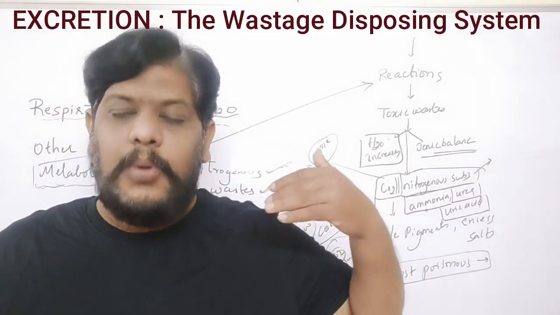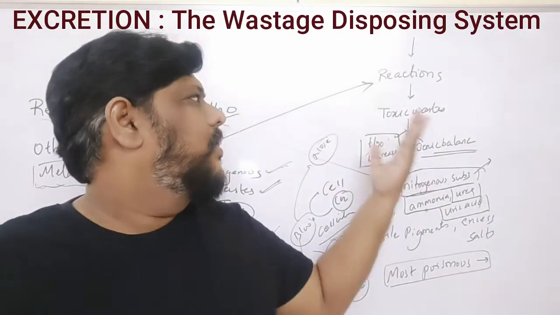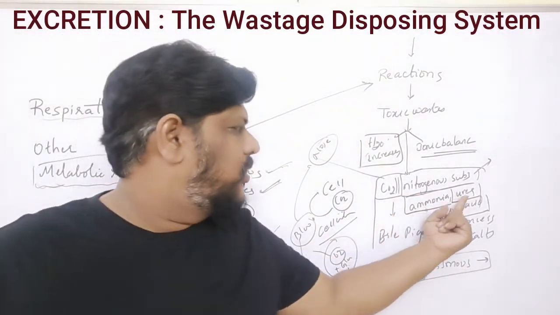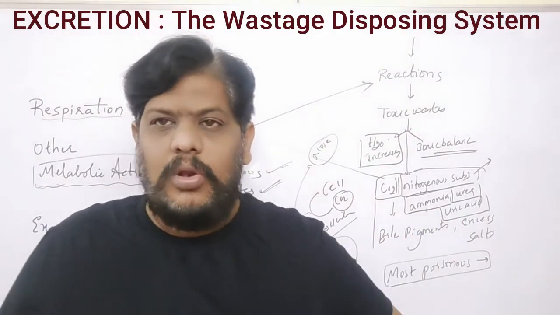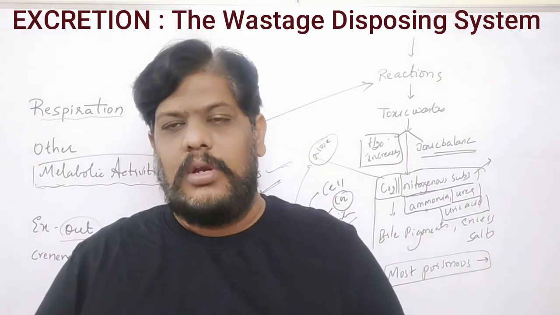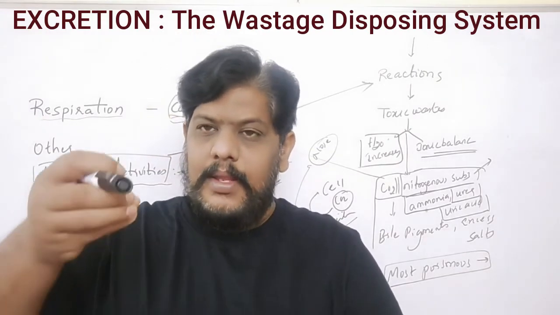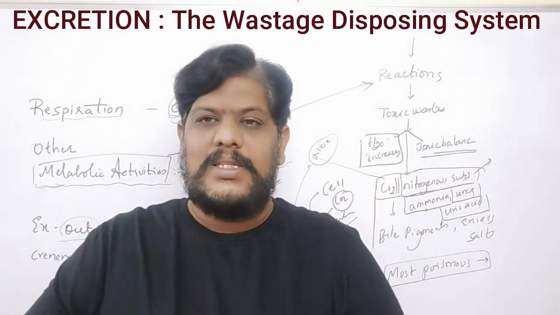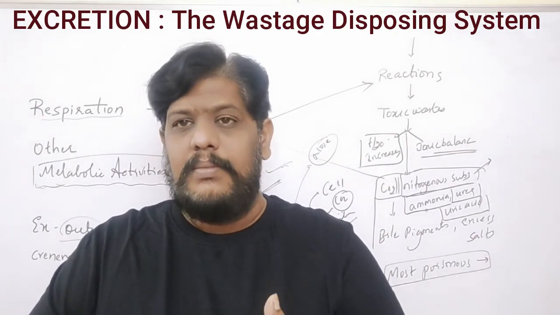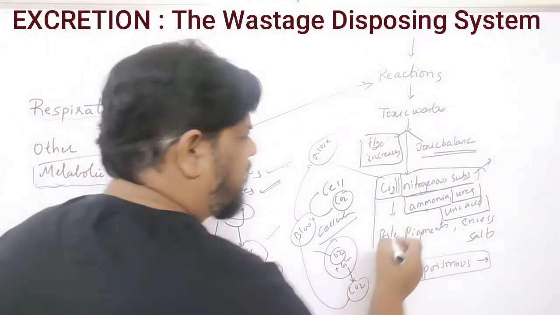So whatever the life processes, metabolic activities which require reactions, if they go on, these are all the things which are formed. Especially urea and uric acid should not be in our body at any cost, right? You cannot store them in our body. They should be eliminated immediately, because if they stay in the body, they have the ability to kill the cells of our body. So they should be immediately eliminated outside.